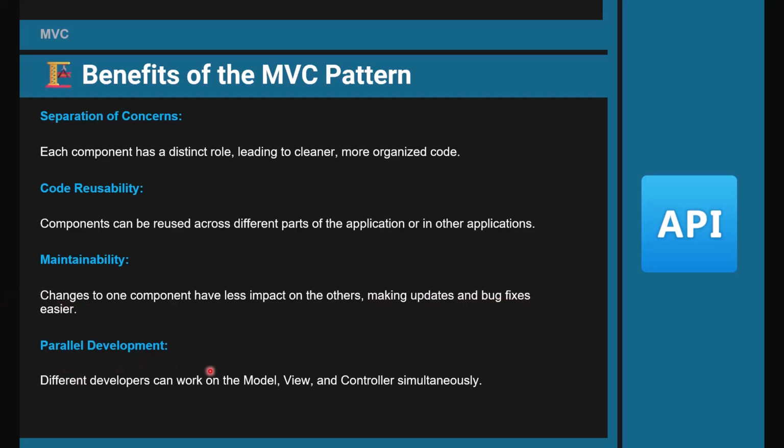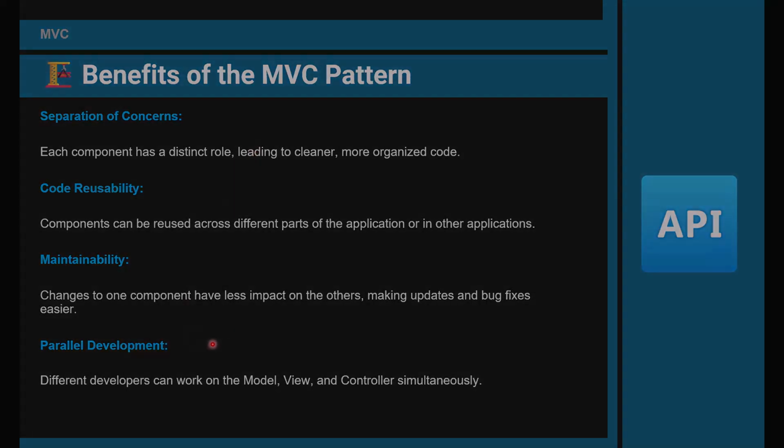Now parallel development is another benefit. Different developers can work on the model. Okay, so if you have many developers, some will be working on the model, view and controller simultaneously. So that is one of the good things about structuring your code using the MVC pattern. If you are ready to dive into developing with the MVC pattern, let's get started.